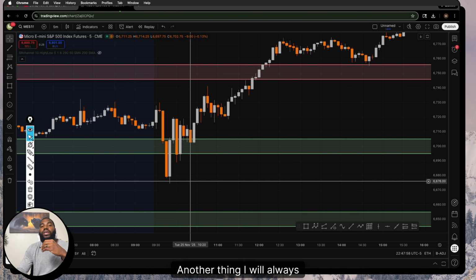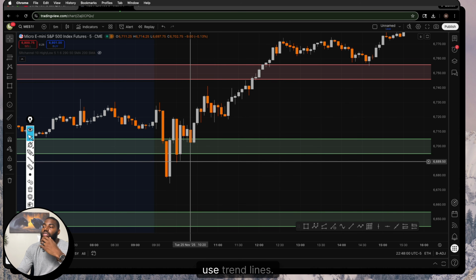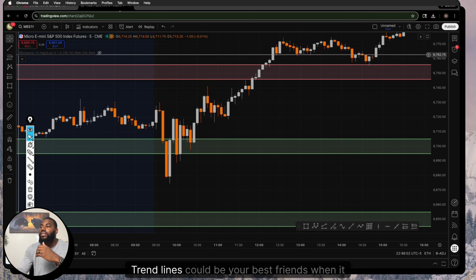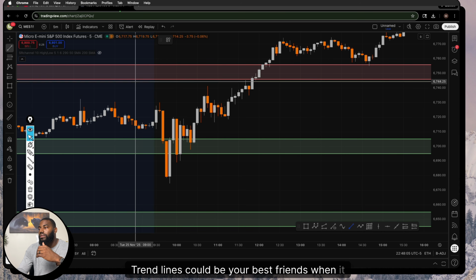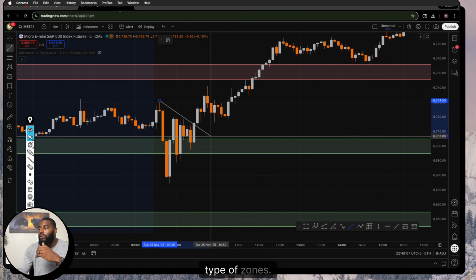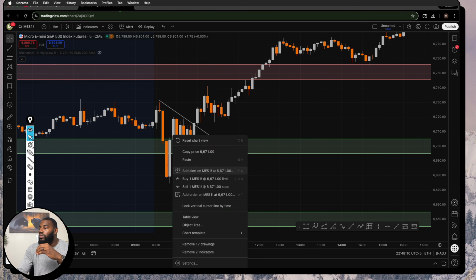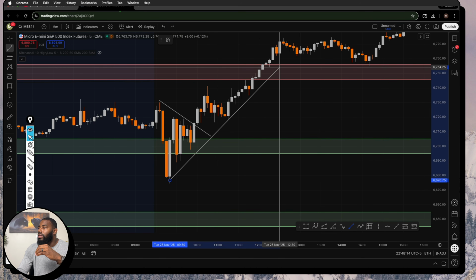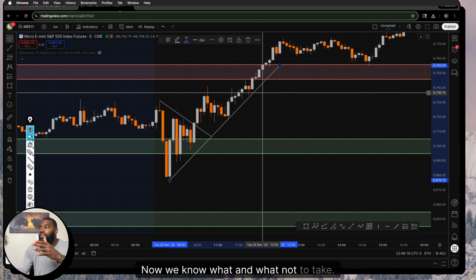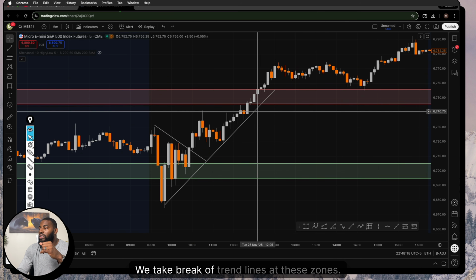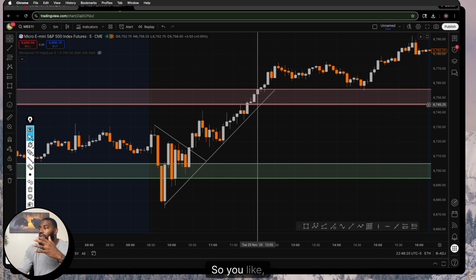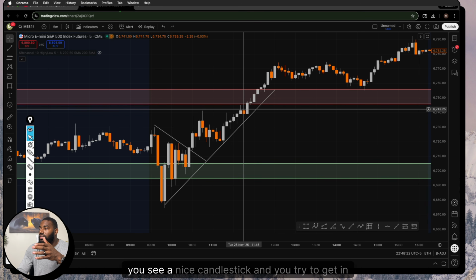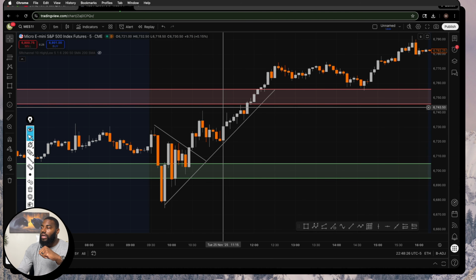Another thing I will always recommend: use trend lines. Trend lines could be your best friends when it comes to these types of zones. Trend line there. We can add another trend line here. Now we know what and what not to take. We take breaks of trend lines at these zones. So you might think, hey, it gets up in the zone, you see a nice candlestick, and you try to get in and it doesn't work.